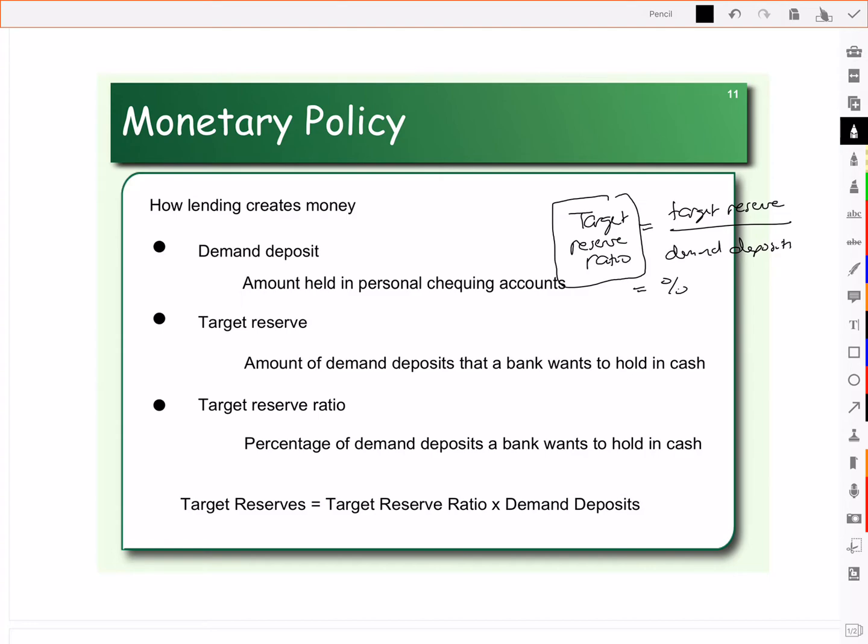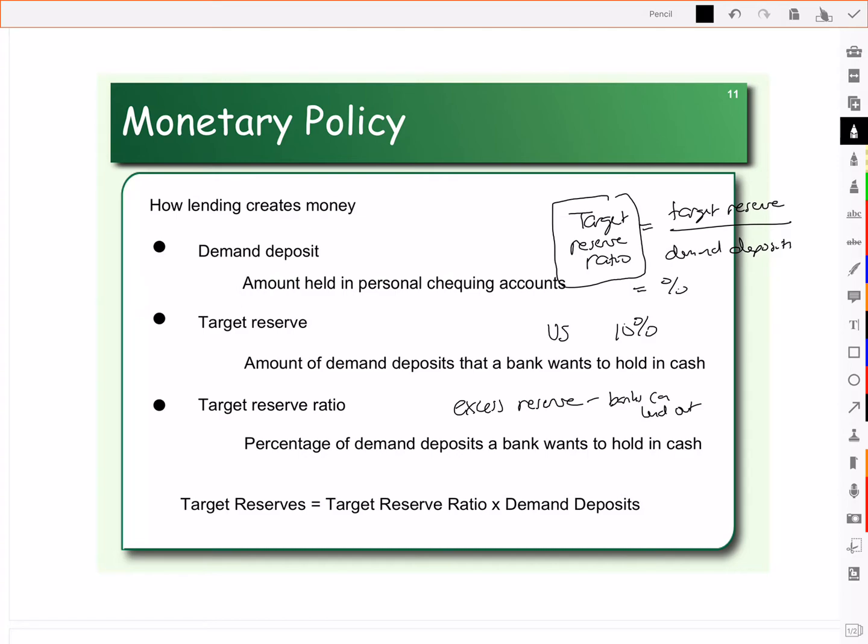Okay. So if we look at the target reserve ratio for the US, the target reserve ratio in the US is 10%. So 10% of the money that's put into checking accounts has to be held by the bank as cash. So then the excess reserve, that's the amount that banks can lend out, is the rest. So if $100 gets deposited into a checking account, so a demand deposit, in the US, $10 of that would have to be held as cash, and the other 90% or $90 could be lent out. So the excess reserve is what banks can lend.